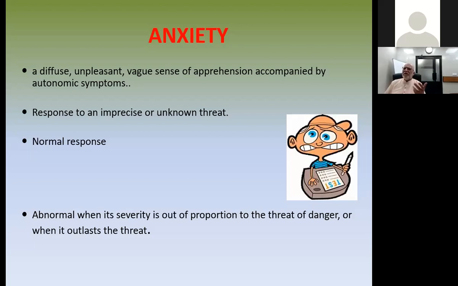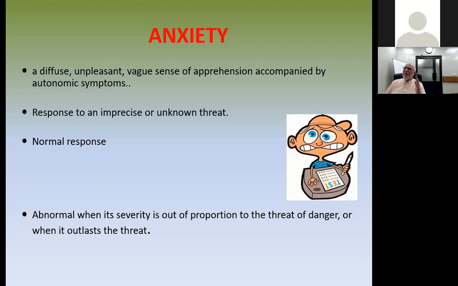And so, in the second line I mentioned, it is a response to an imprecise or unknown threat. Now here you can differentiate between the two: stress is always known. It's precise, it's specific, not diffuse. And the third point is normal response. What I mean by normal response is that all the anxieties, all the apprehensions are not pathological. A certain amount of anxiety, some apprehension, is essential for your motivation to accomplish a task, otherwise you will not be able to do anything.